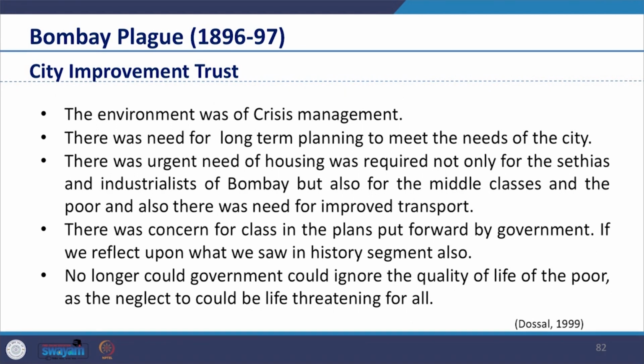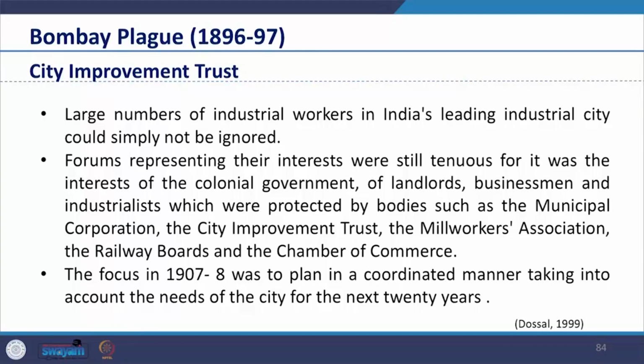No longer could government ignore the quality of life of the poor, as the neglect could be life-threatening for all. Large numbers of industrial workers in India's leading industrial city could simply not be ignored. Forums representing their interest were still tenuous, for it was the interest of colonial government, of landlords, businessmen and industrialists which were protected by bodies such as Municipal Corporation, the City Improvement Trust, the Mill Owners Association, the Railway Boards and the Chamber of Commerce.